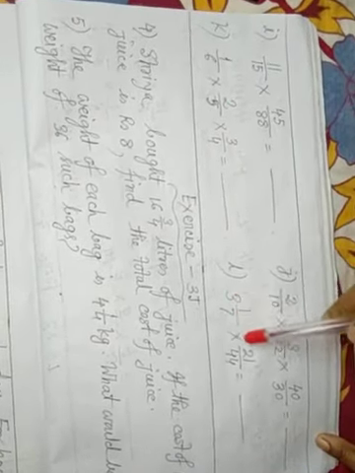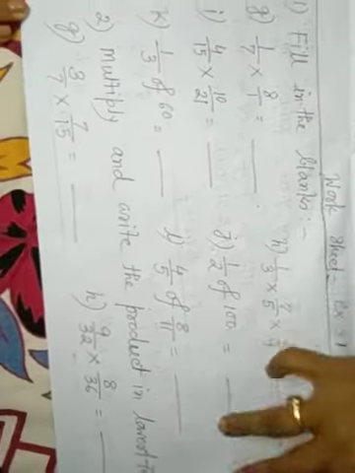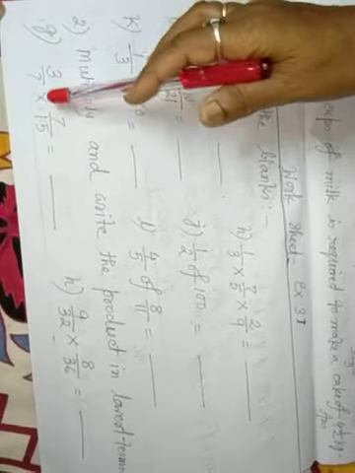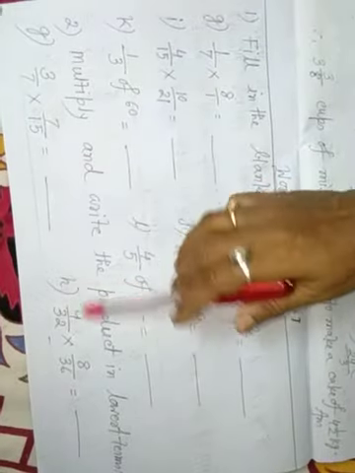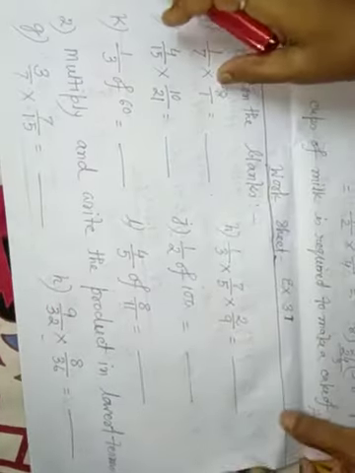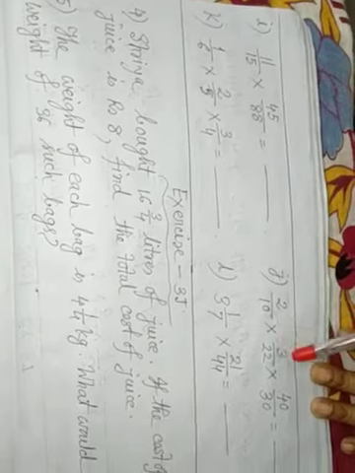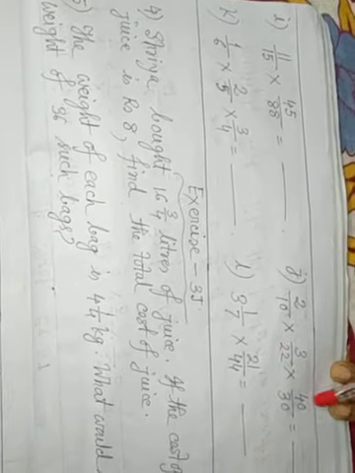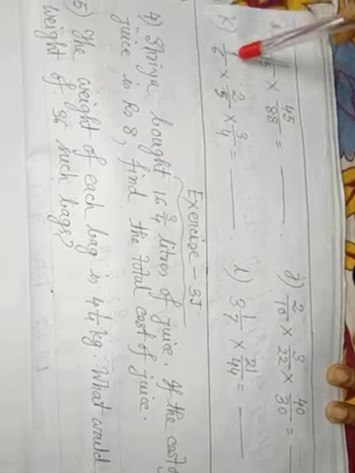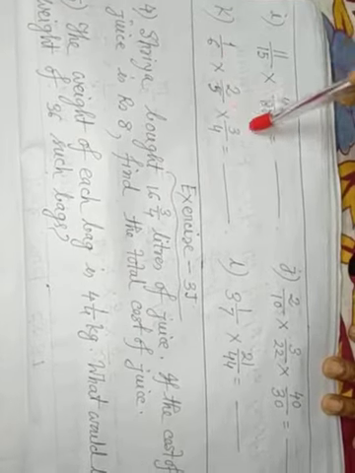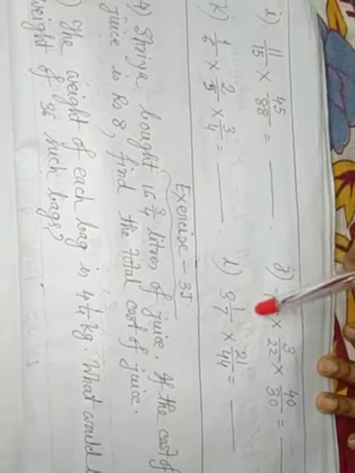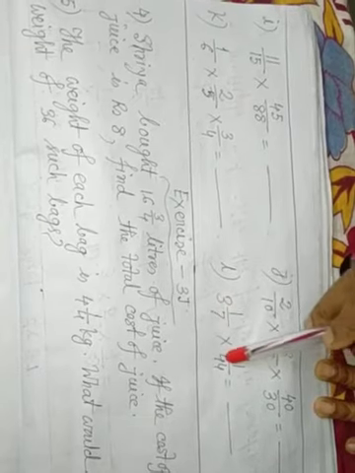I repeat it again. Multiply and write the product in lowest terms. G: 3 by 7 into 7 by 15. H: 9 by 32 into 8 by 36. I: 11 by 15 into 45 by 88. J: 2 by 10 into 3 by 22 into 40 by 30. K: 1 by 6 into 2 by 5 into 3 by 4. L: 3 1 by 7 into 21 by 44.